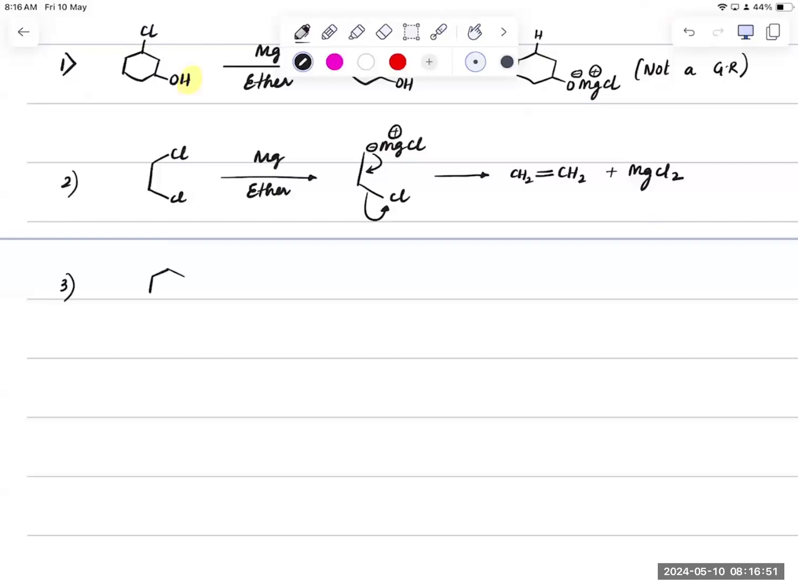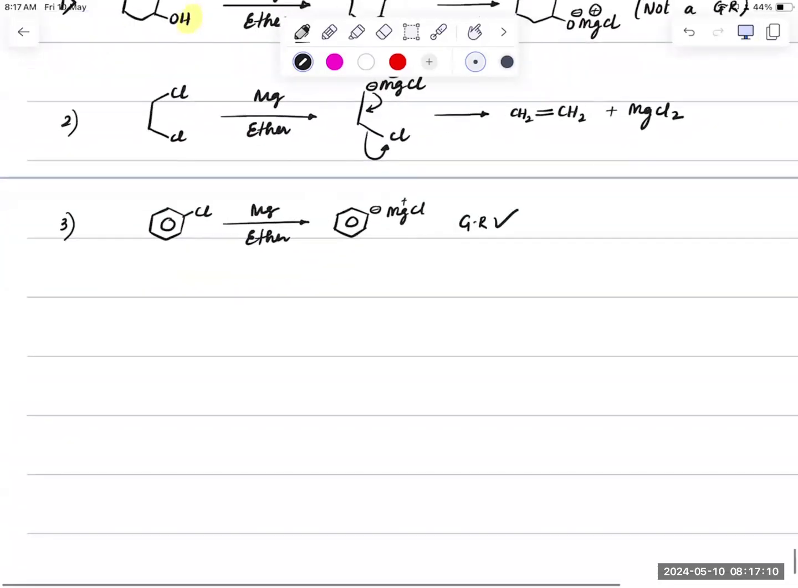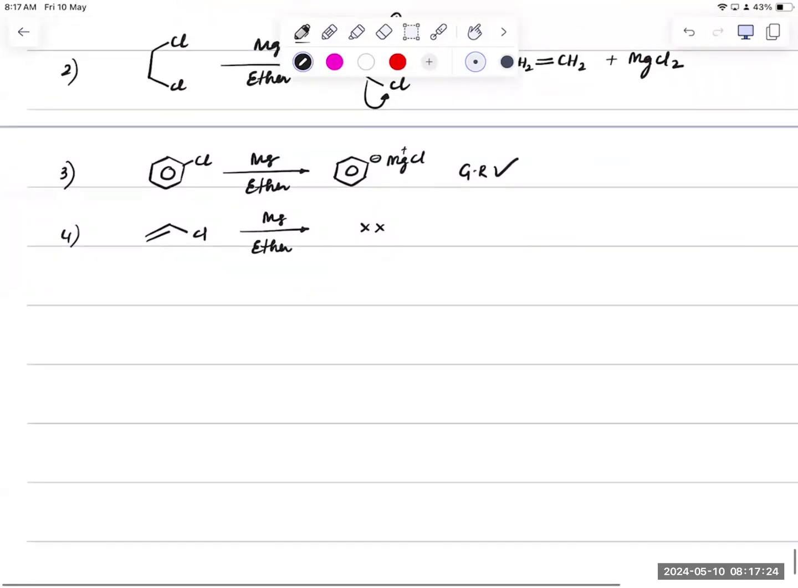Third case, if you have only phenyl chloride, here there is no problem. You will notice that the minus will form, Mg plus Cl minus will form. So here Grignard's reagent is forming. Okay. Fourth case, if you have allyl chloride, in allyl chloride, Grignard's reagent formation is not observed. So no reaction here. In allyl chloride, we will not see any reaction.